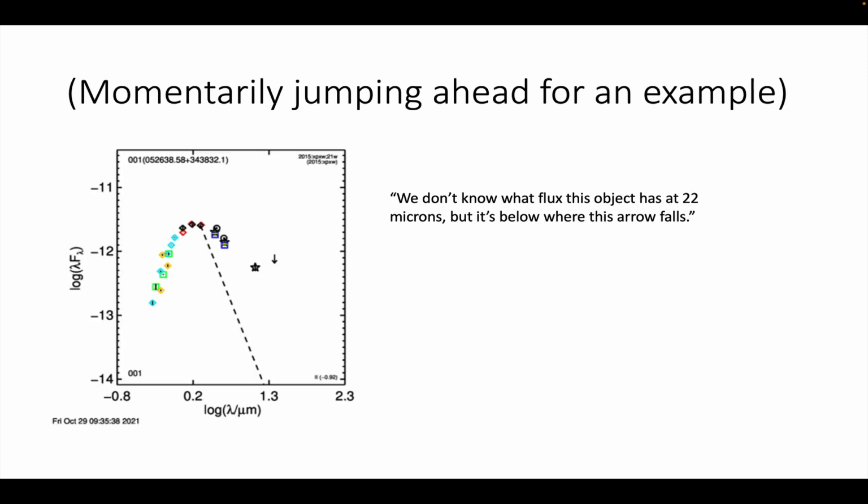Here's a real life example, just momentarily jumping ahead. Here's a spectral energy distribution. We'll talk more about this in later chapters. There's a limit, right? It's an arrow pointing down, meaning that I don't know what the true brightness of this is at 22 microns, but it's got to be fainter than this because this is where the noise level of that data is at this location. The source is real. It's been detected at many, many bands. I believe it's detected at 12 microns, but I do not believe that it's detected at 22 microns. We don't know what flux this object has at 22 microns, but it's below where this arrow falls in this spectral energy distribution. Hopefully that makes sense.